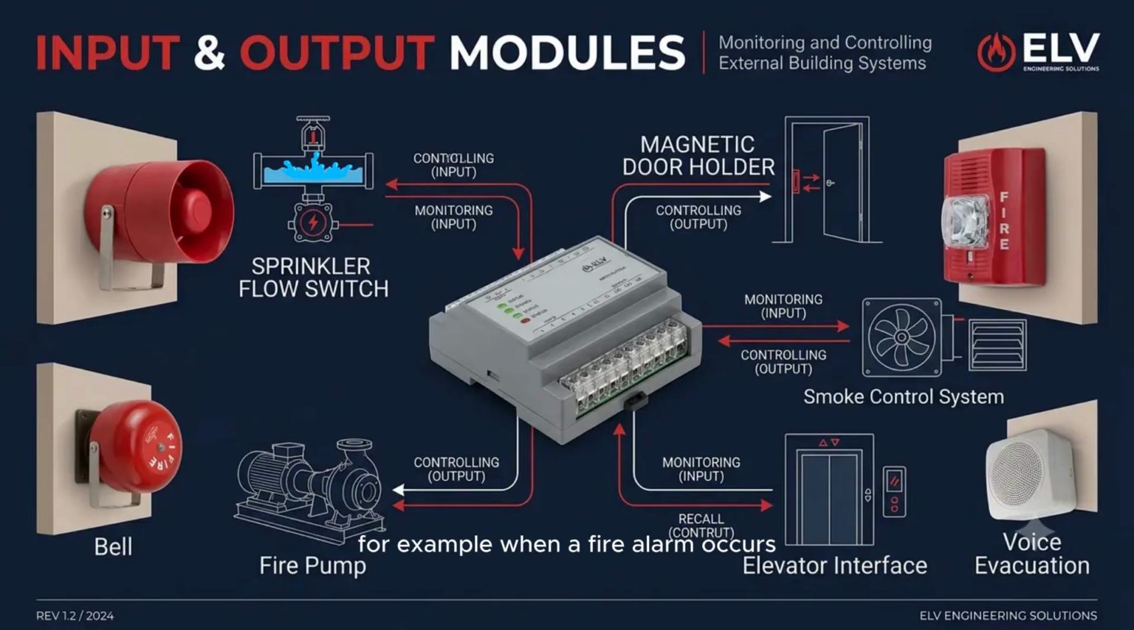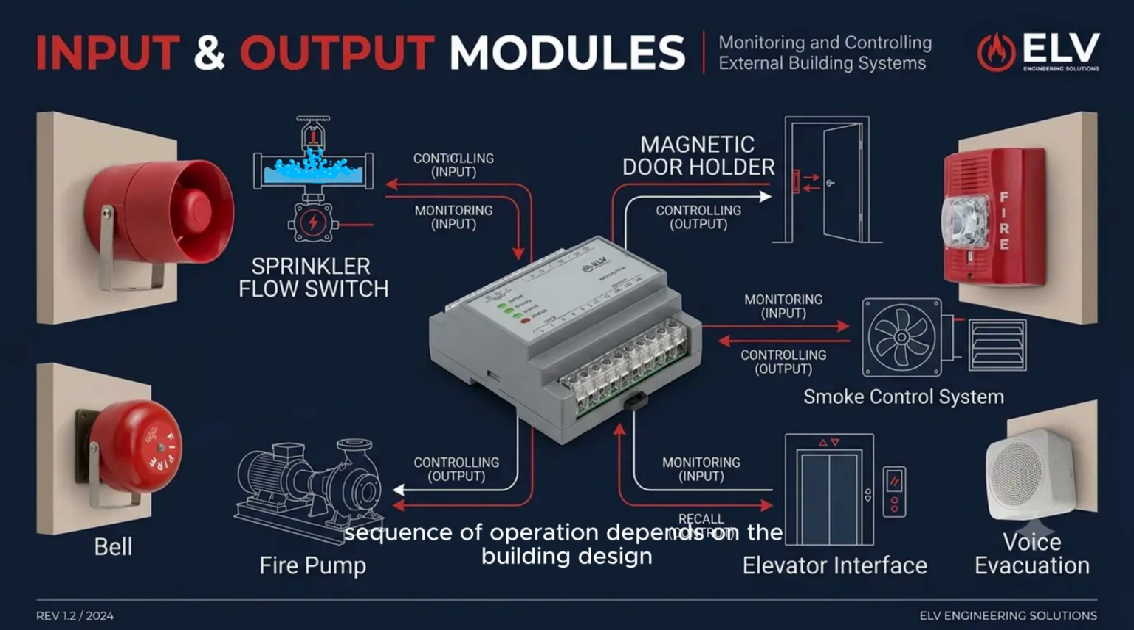For example, when a fire alarm occurs, the system may release magnetic door holders so that fire doors can close. It may also send a signal to the elevator system so that the elevators perform the required fire emergency operation. The exact sequence of operation depends on the building design, local regulations, and approved fire strategy.